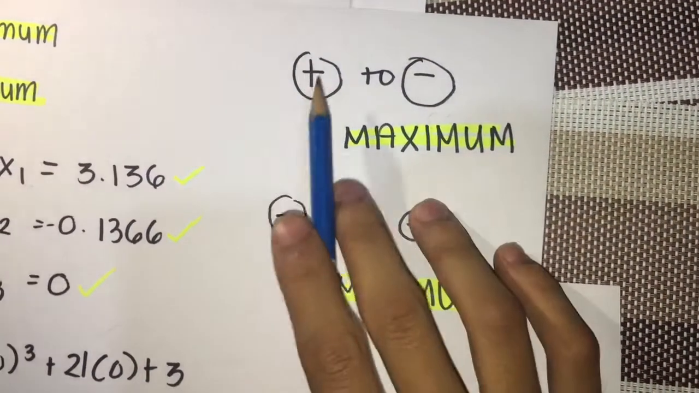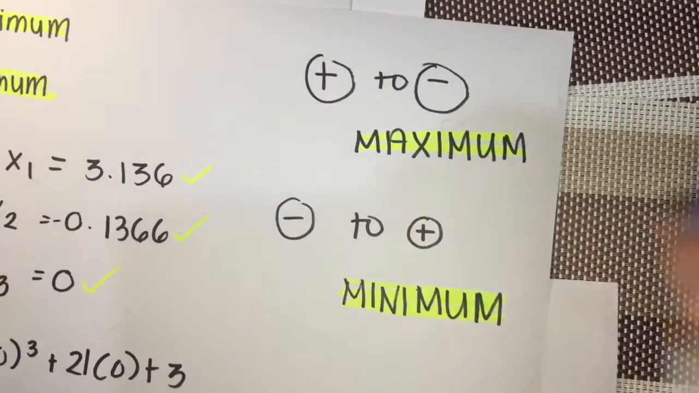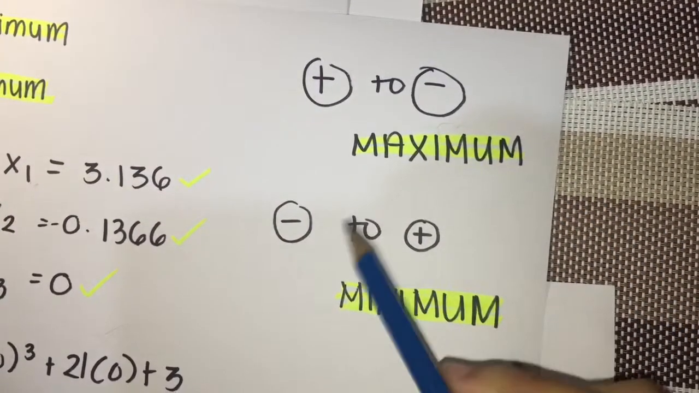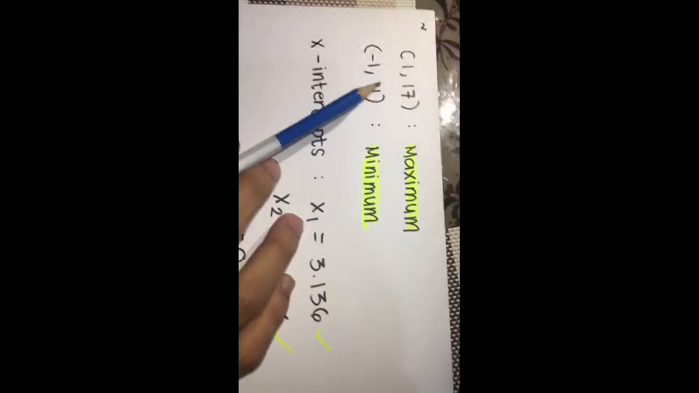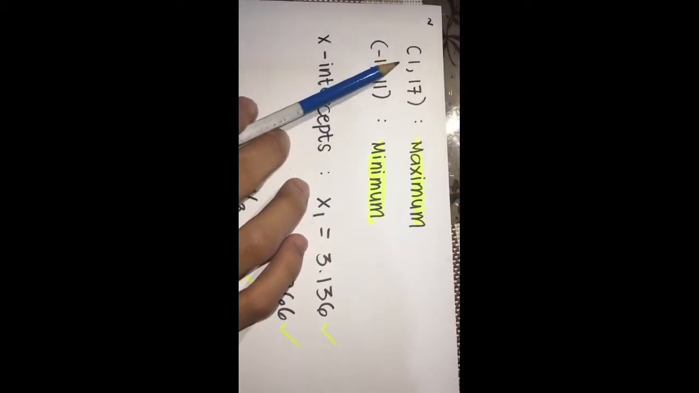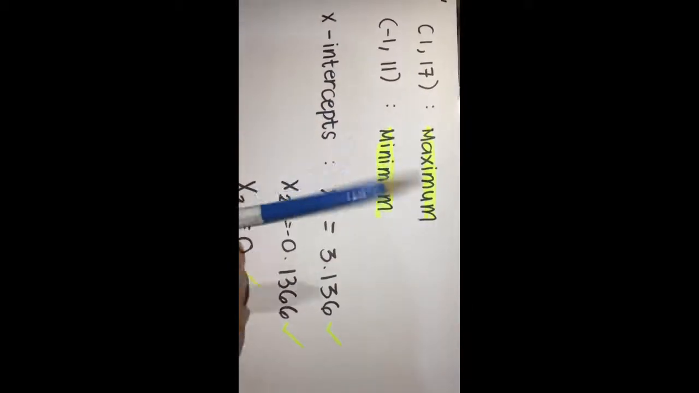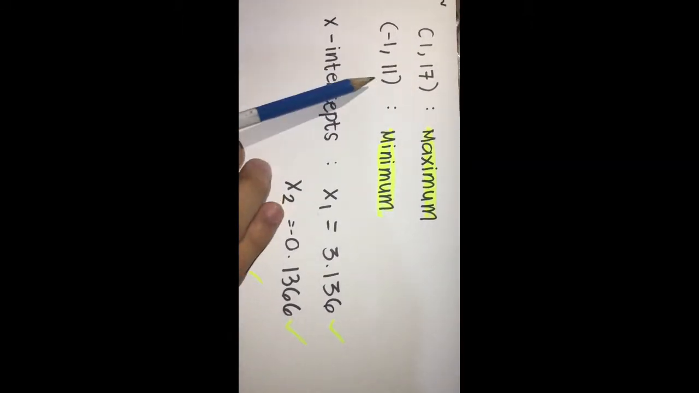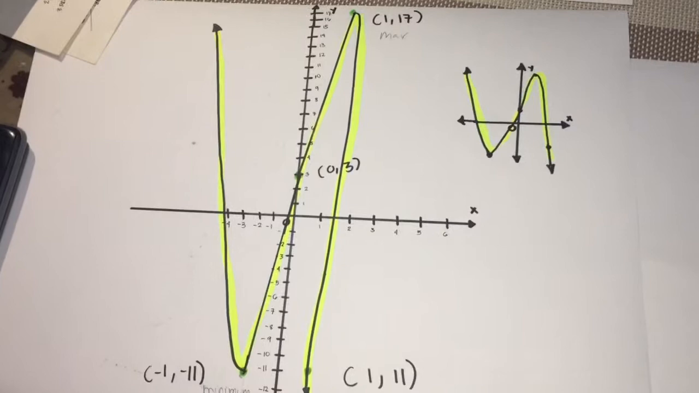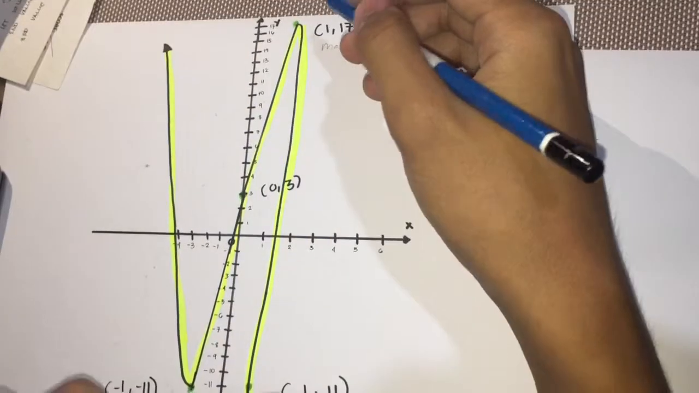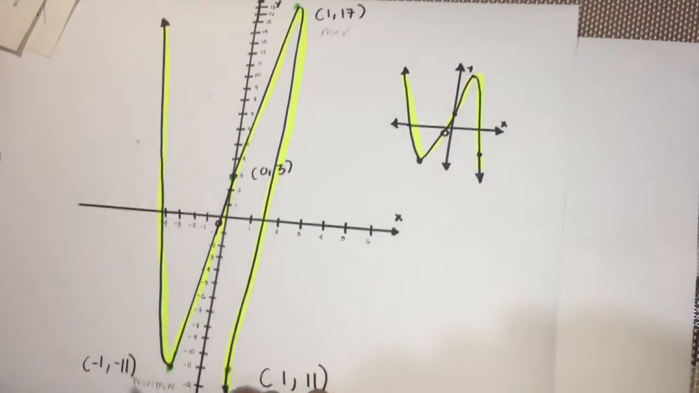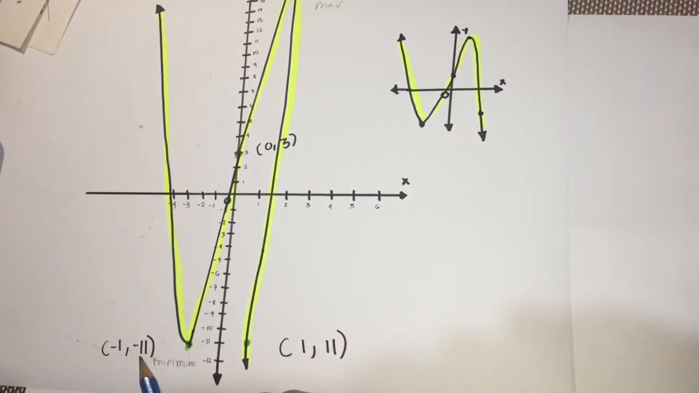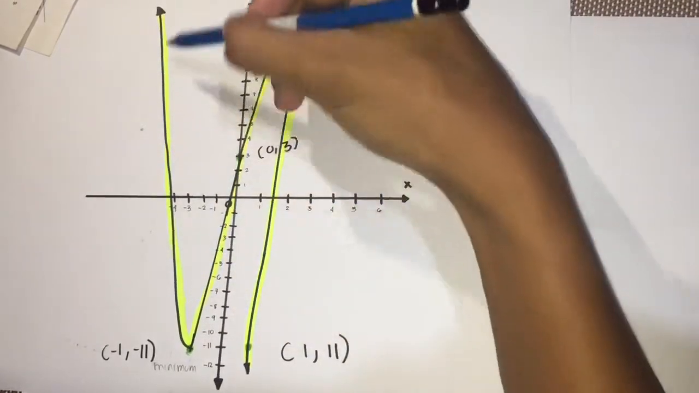In the maximum, it is positive to negative, and to the minimum, it is negative to positive. And for our maximum, it is 1 and 17. And for our minimum, it is negative 1 and 11. As you can see in the graph, 1 and 17 is going to negative, and our minimum is negative 1 and 11, or our minimum is going to positive.